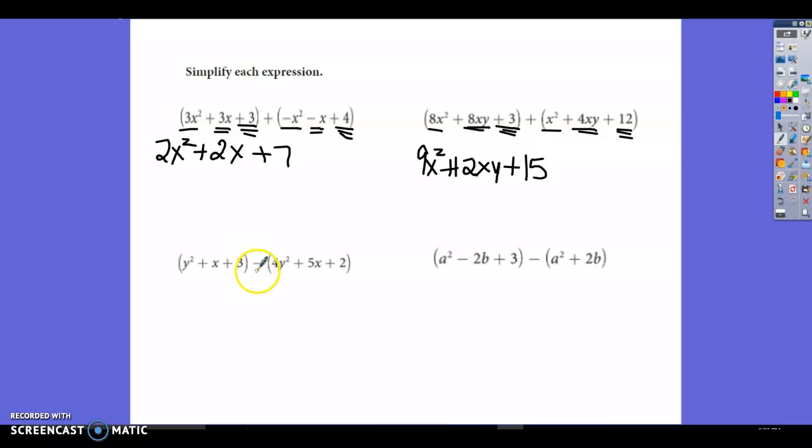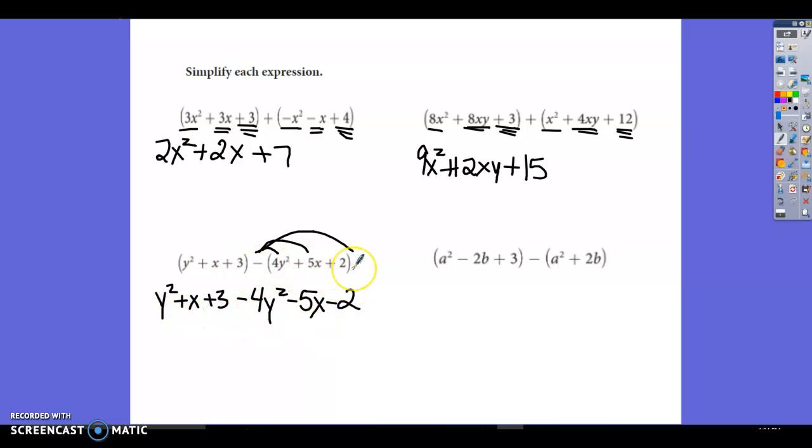All right, for the next one, I have a negative. So I'm subtracting this expression from this expression. So when I subtract the whole expression, the first thing I have to do is distribute that negative to each term. So I'm going to have y squared plus x plus 3 come down exactly as it is because there's no negative in front of it. And then this one will have a negative 4y squared. This will have a negative 5x. And then a negative 2. Again, I don't need parentheses.